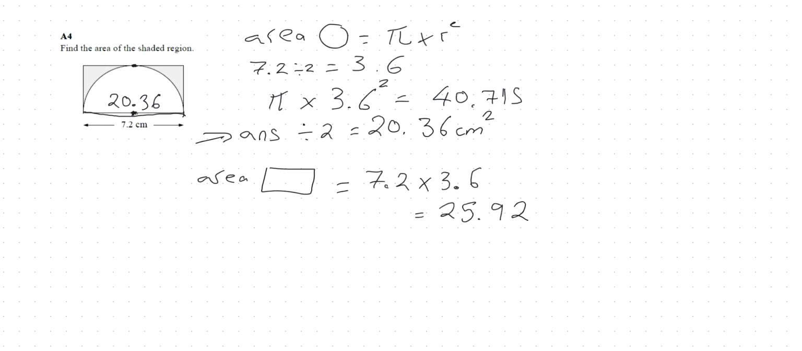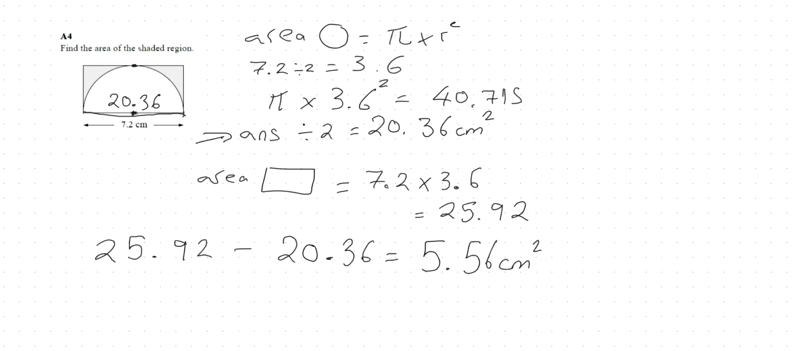Okay. What I'm going to do is exactly the same thing as I've done with all of the other ones. So now I've got my rectangle, subtract my semicircle, and then that tells me the shaded region. And I've got a final answer of 5.56 centimeters squared.